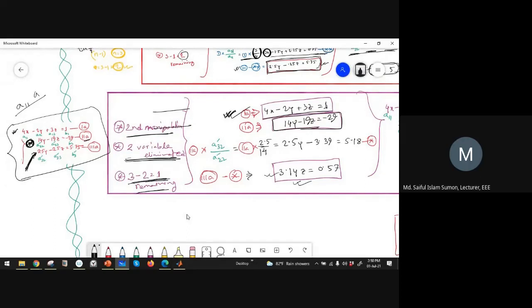So my 1a will be remaining as it is, 2a will be remaining, these two will be remaining as it is. So here I will be minimizing the number of variables. How can I do that?